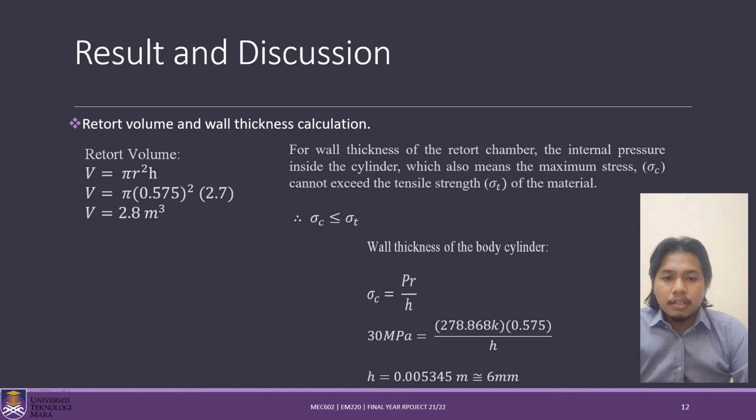As we can see, the volume of the food retort chamber is equal to 2.8 cubic meters, while the minimum thickness for the food retort chamber is equal to 6 mm.